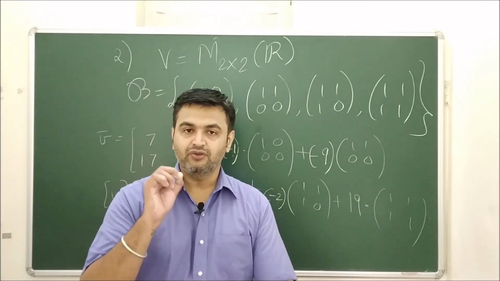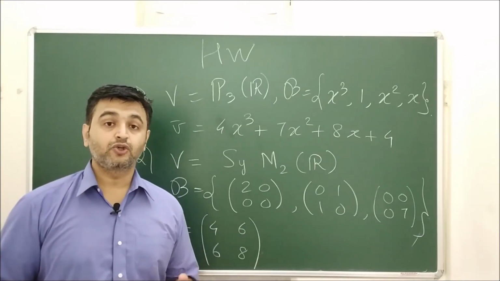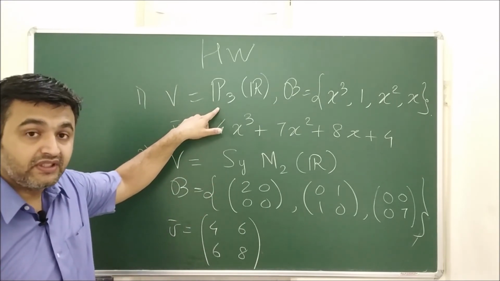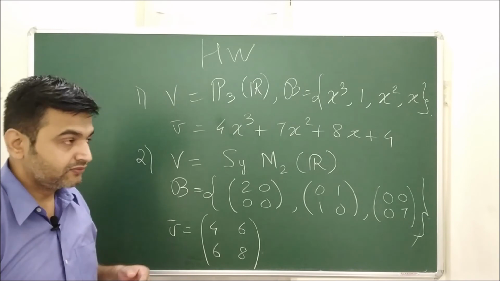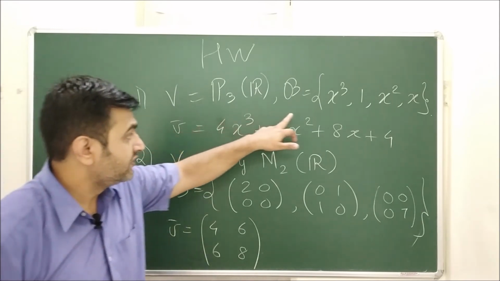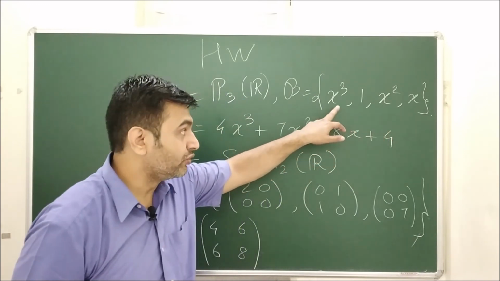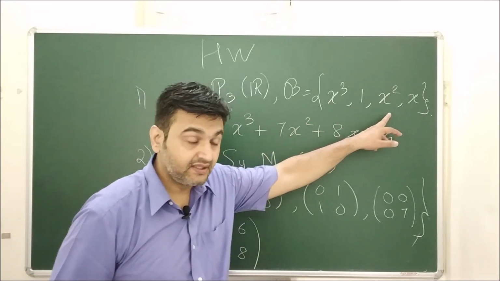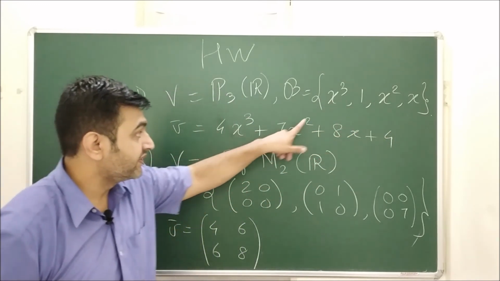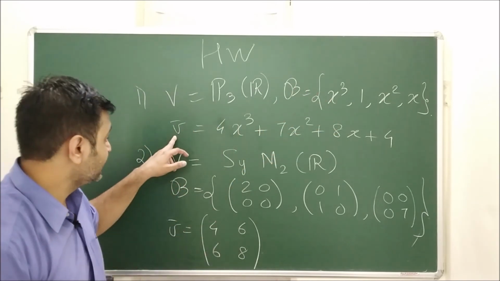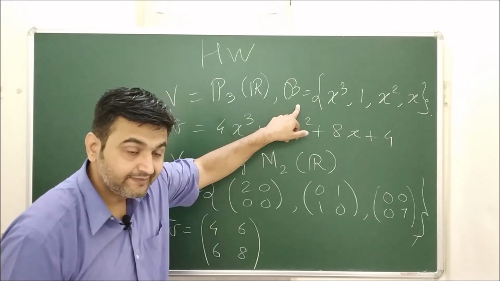Now let me give you one homework problem. So here are the 2 homework problems for you. First one is P3R, all polynomials of degree at most 3. So we know that the dimension is 4. So let me take this as the basis. Make sure you are comfortable with the order: x cube, 1, x square, x. Now write down v bar as a combination of this and tell me the ordered coordinate vector for this vector with respect to this basis.